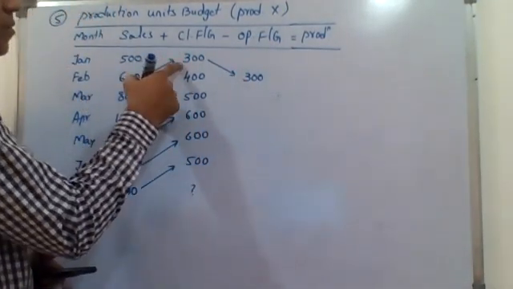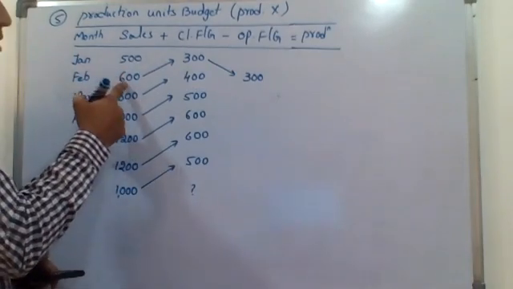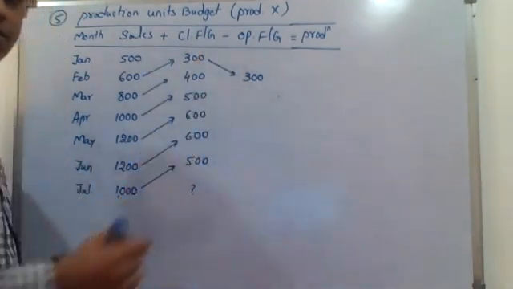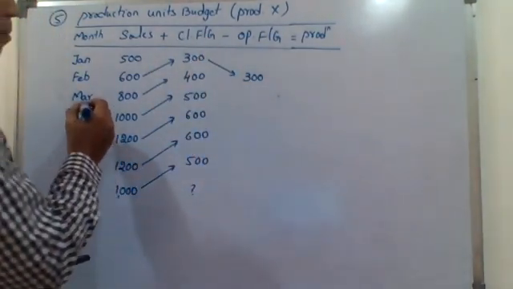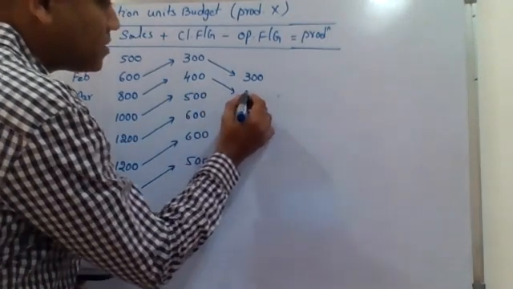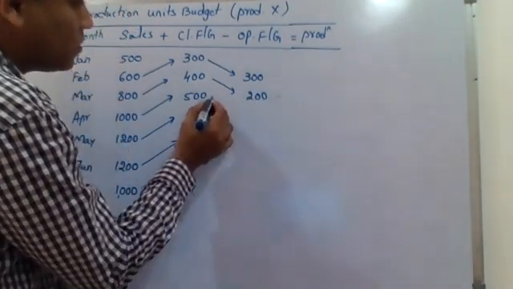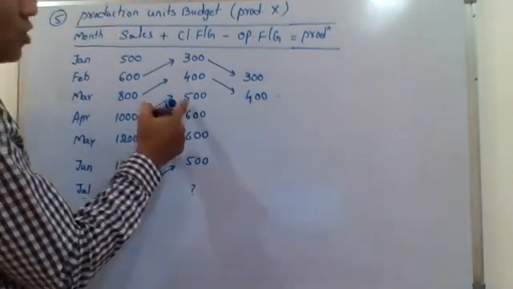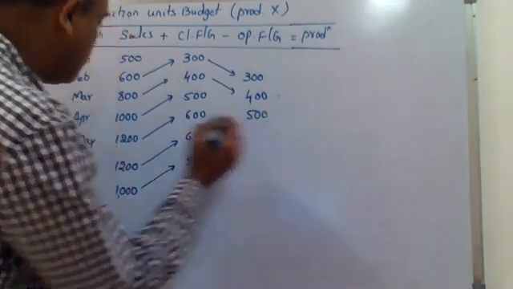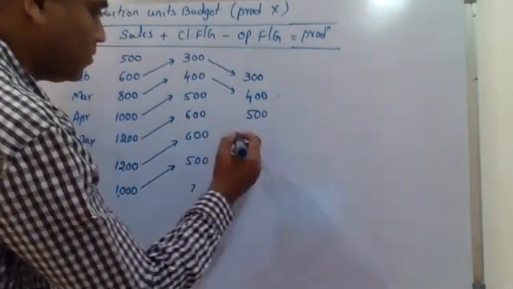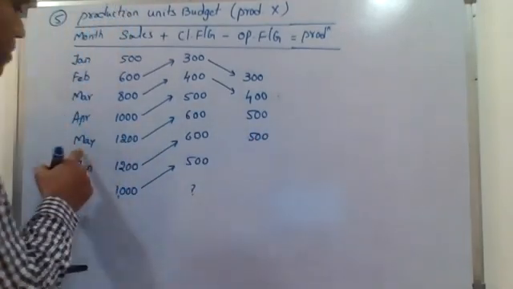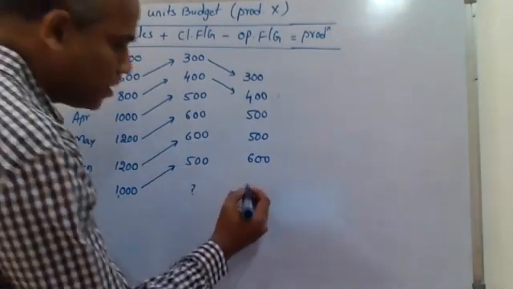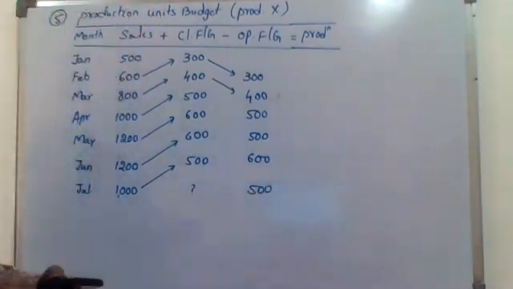January's closing stock is equal to half of February sales. So January's closing stock is nothing but February's opening stock. Similarly, March opening stock, I can bring it here and say this is, sorry, not half of 400, exactly 400. So March closing stock will become the opening stock of April. April closing stock will become May's opening stock. May's closing stock will become June's opening stock, and June's closing stock will become, all right.